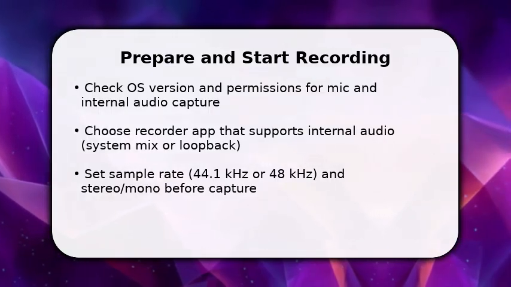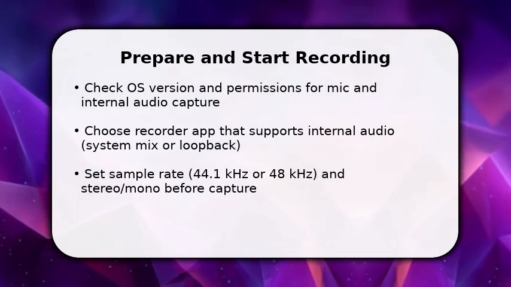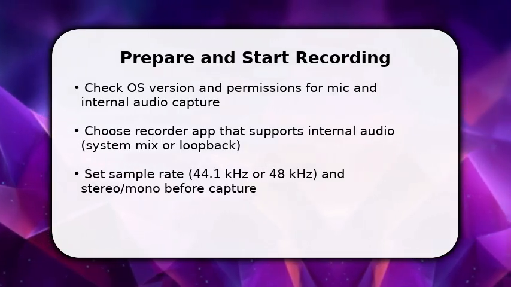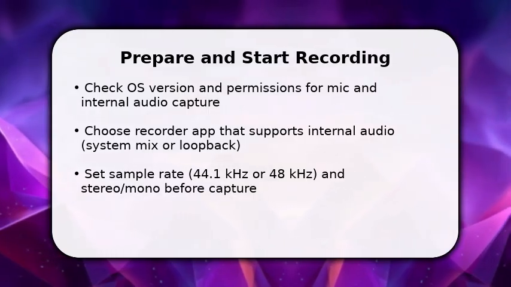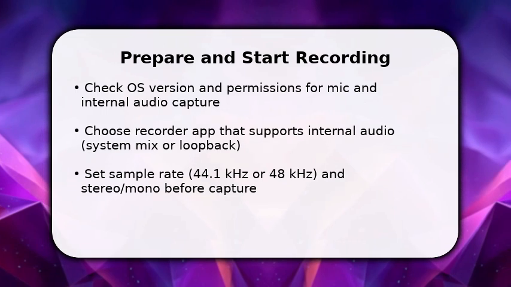Set sample rate to 44.1 kHz or 48 kHz, and choose stereo if you need channels separated. Once done, arm the recorder and preview levels so you don't clip when you actually start.